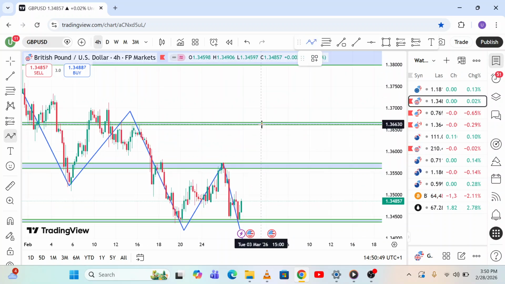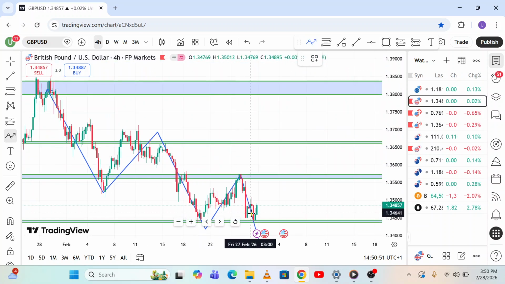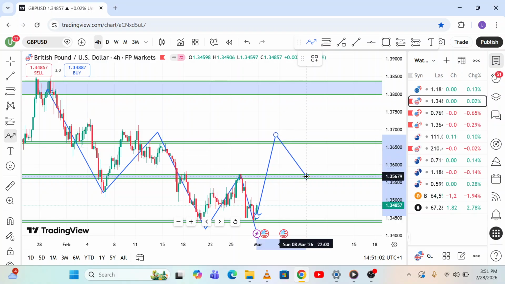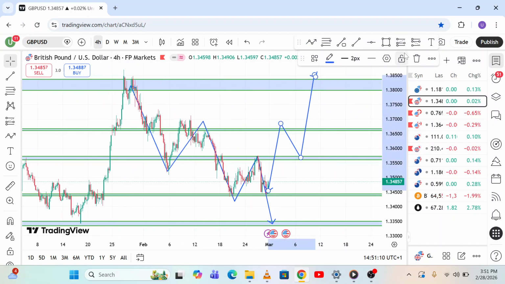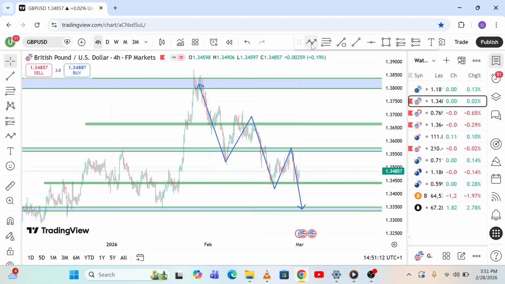Two options are possible. The buyers can become stronger at this level and turn back the market there to reverse, to create this higher high, higher low, and then return to the original trend of uptrend. But also, this scenario is possible. The second scenario is like this.